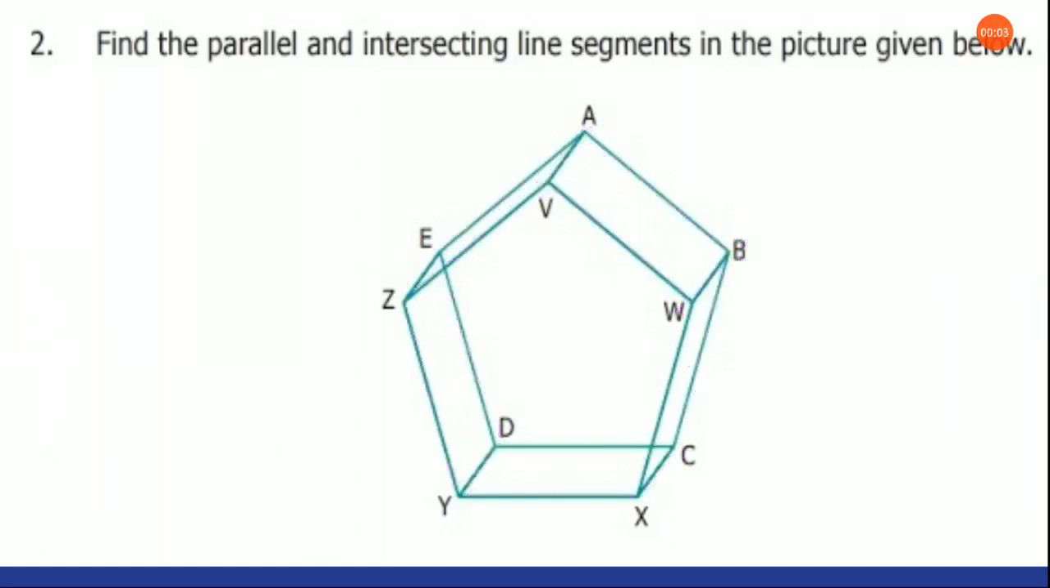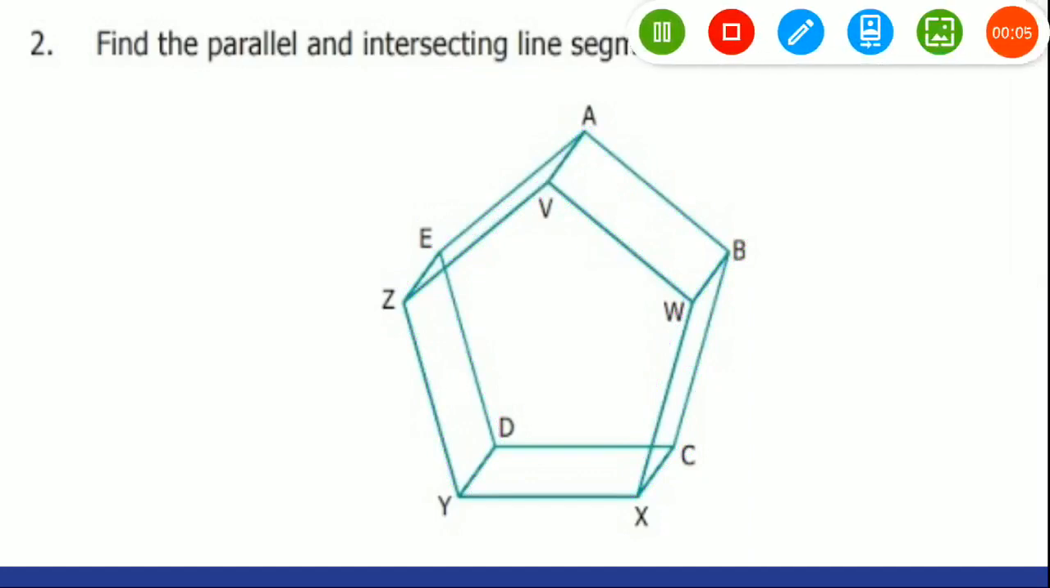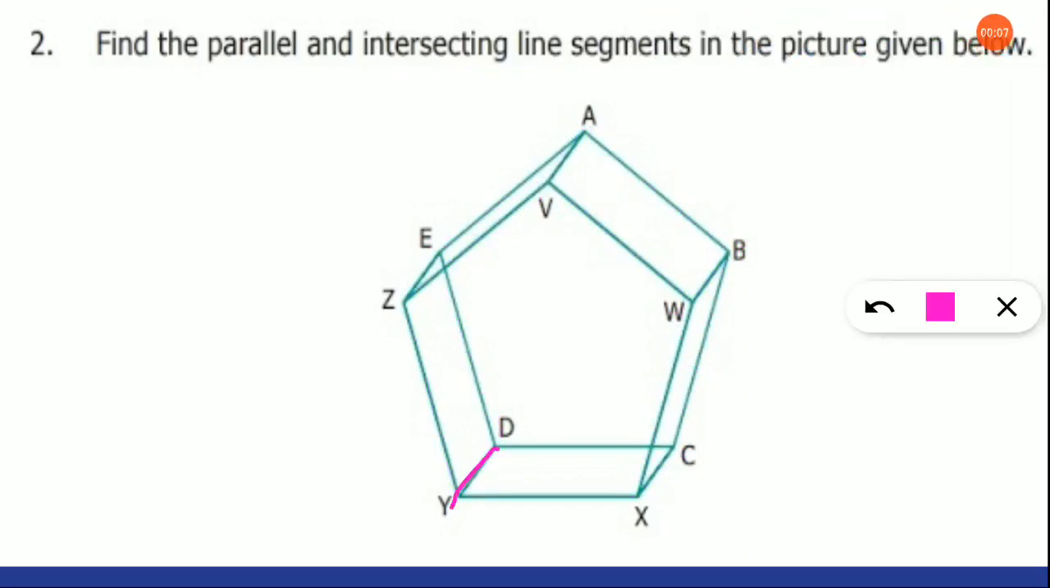Next is DY and EZ, right? So this DY and EZ is parallel. That is the ninth set. Okay, and then this EZ is parallel to this AB, right? So that is the 10th one. So altogether there are 10 sets of parallel line segments.